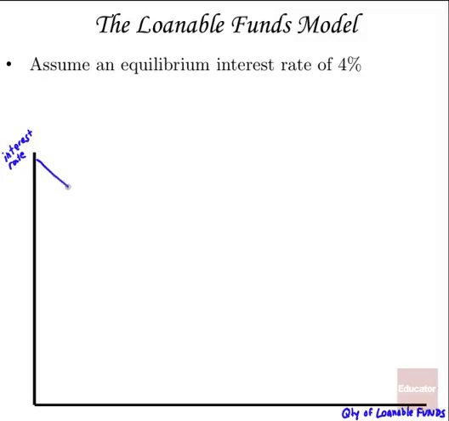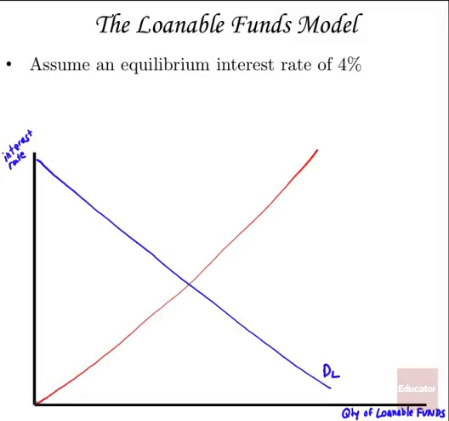And graph this here. You have the demand of loanable funds here. And you have the supply of loanable funds. Let's label this as R. So this is R1 here. And this is Q1 here. And so this R represents 4% here. So again, this is a review of how the loanable funds graph is going to look like.